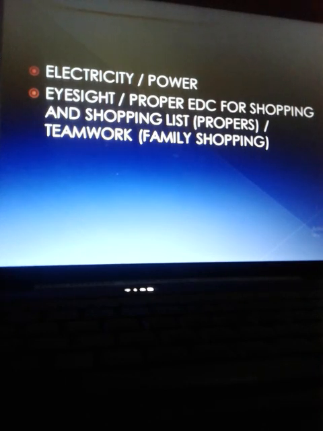And so now I'm going to talk to you about the eyesight and proper EDC for shopping and things like this. And this is about you doing shopping normally. Because now, doing shopping in the supermarket is not going to be a picnic. At this point, I can tell you that, let's say that there is no sugar. You can't find sugar anywhere.